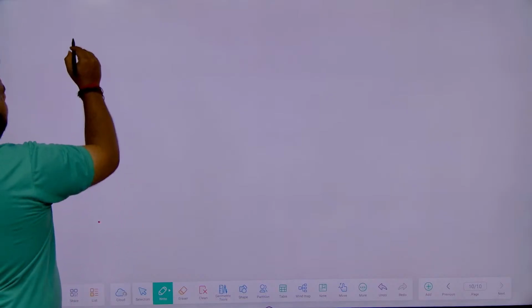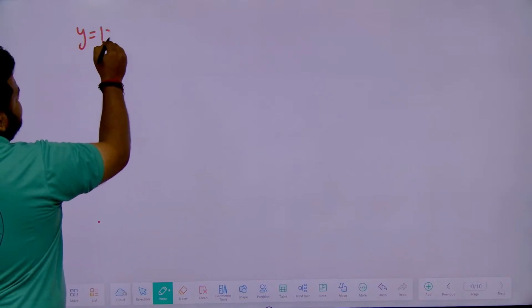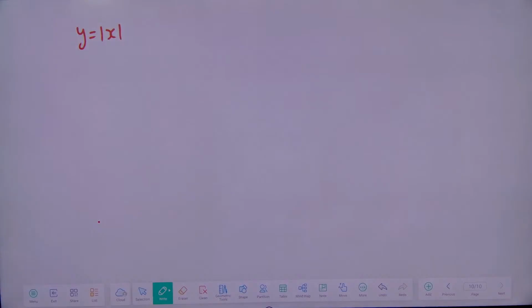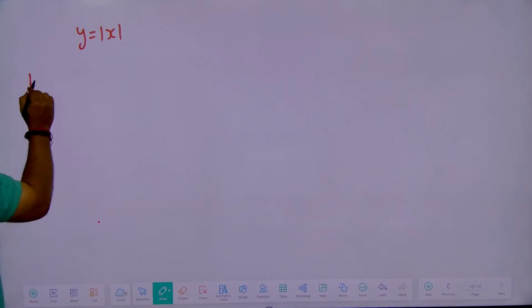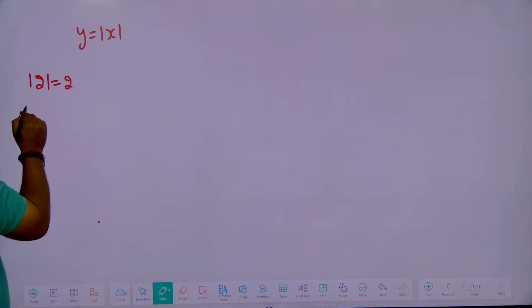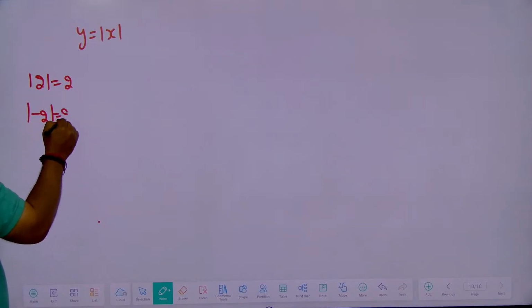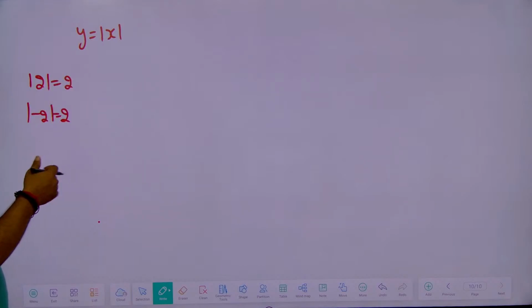What we have to learn is, suppose they give y is equal to mod x, the mod function. Mod function means what? Anything you put in modulus, you will always get the positive value. Suppose I put mod 2, you will get 2 only. If I put mod of minus 2, you get 2. This is a distance function because distance cannot be negative. Displacement can be negative, distance will not be negative, because distance is scalar, displacement is vector.